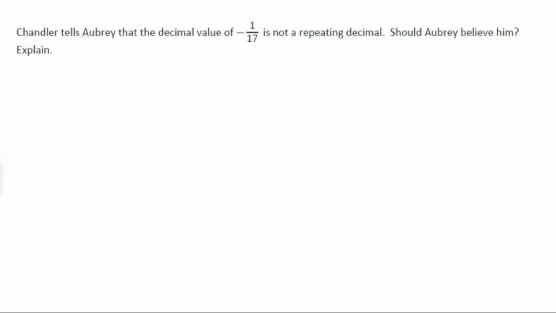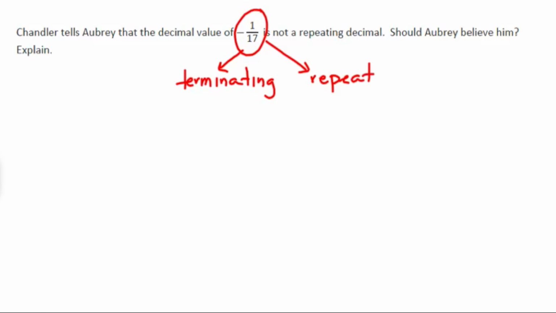Well, first thing that we've learned, since this is a fraction, every fraction is either a terminating decimal, which means a decimal that ends, or it is a repeating decimal. According to Chandler, this fraction is not repeating, which basically means that Chandler is saying that this decimal is terminating. So what we have to find out is, is it true that this is a terminating decimal?